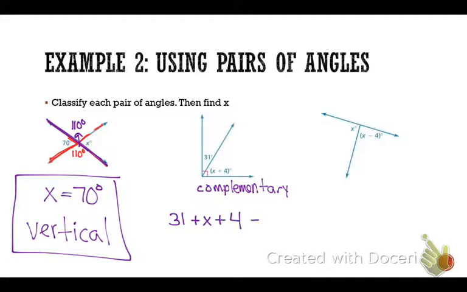In order for this to actually be true, the value for x has to be the difference. So is there something I could combine over here? 31 and 4 to make 35, plus x equals 90. Maybe you could take it from here, solve for x. Okay, so subtract 35 from both sides and x equals 55.